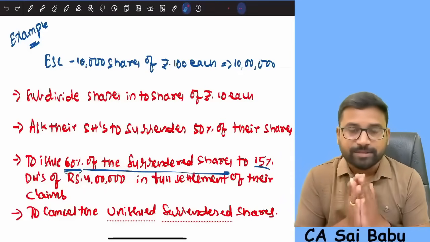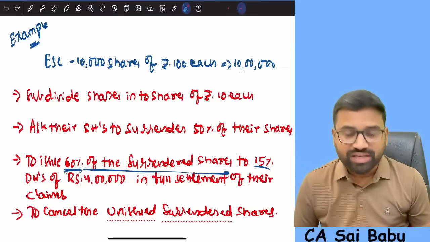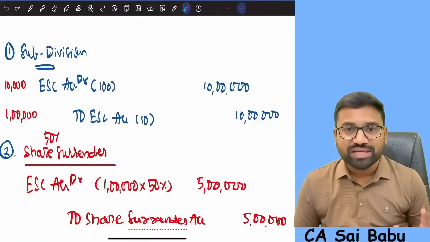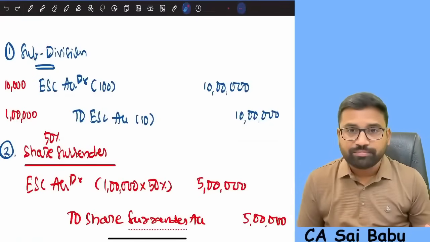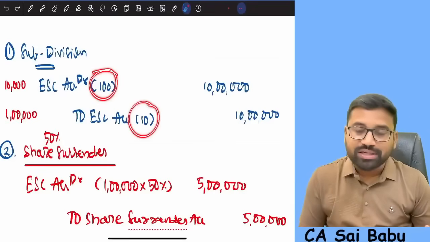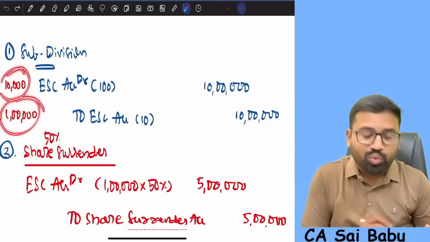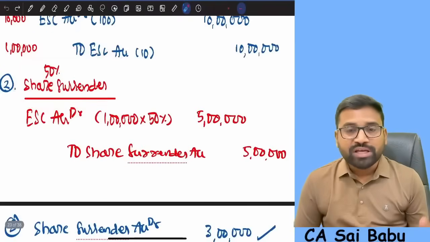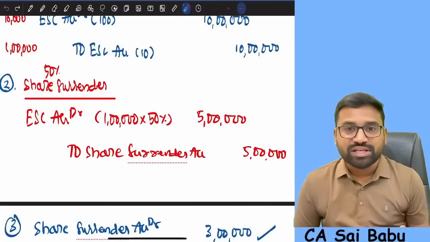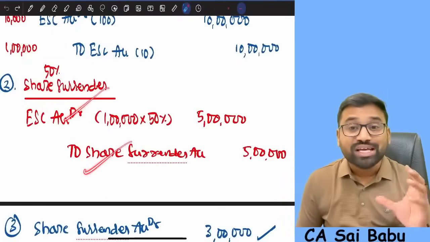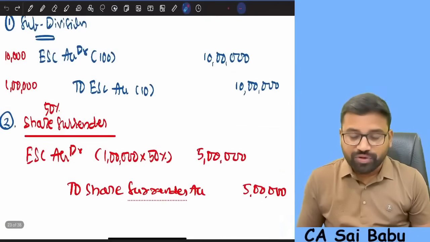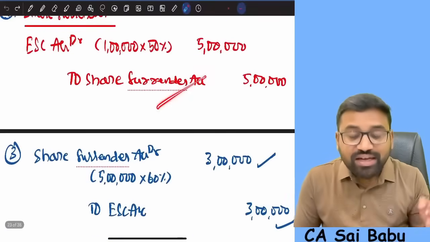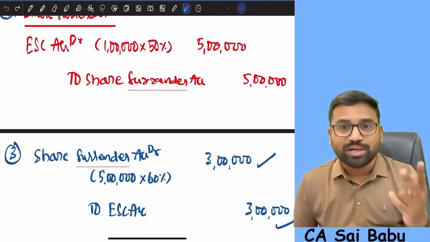Very simple. First, in this case, sir, subdivision happened. Whenever there is a subdivision, total share capital will not change, but the number of shares will change. So share capital to share capital. Old share capital 100, new share capital 10. Number of shares, old 10,000, new 1 lakh. Total 10 lakhs, 10 lakhs. First thing. Next is surrender. Existing shareholders surrender 50% of their shares. What is the entry? Share capital to share surrender account. 10 lakhs into 50%, 5 lakhs. Now, important thing: these surrendered shares are utilized to set off the liabilities.